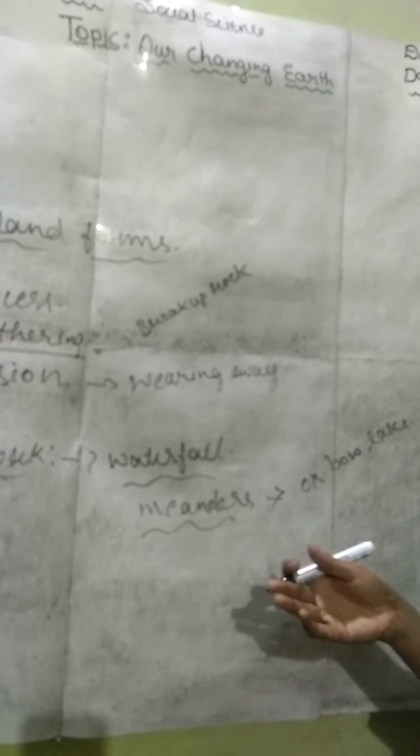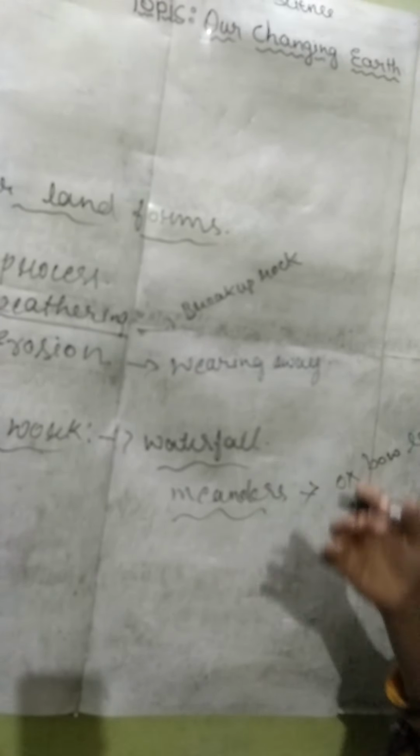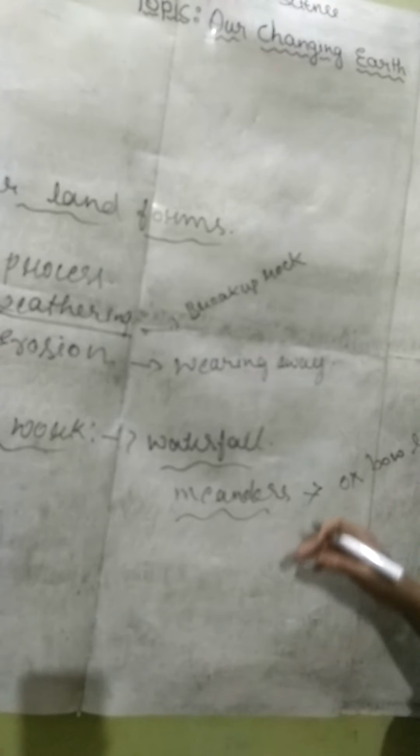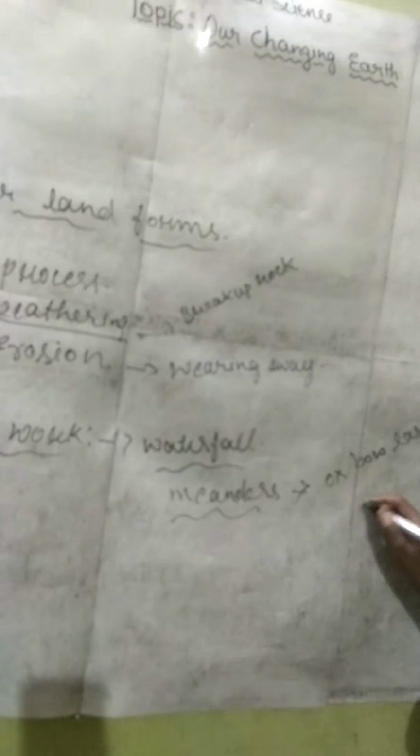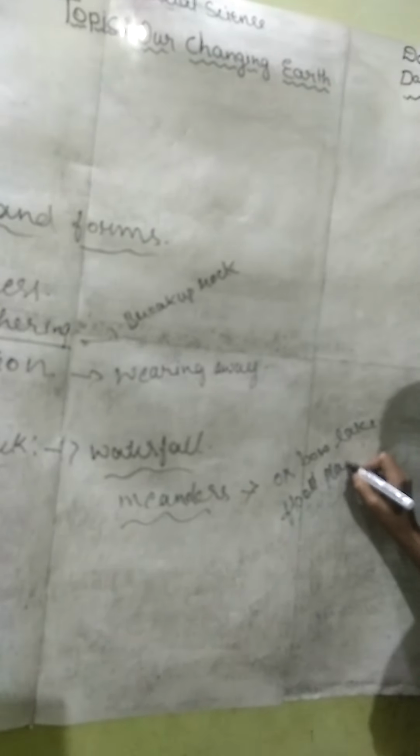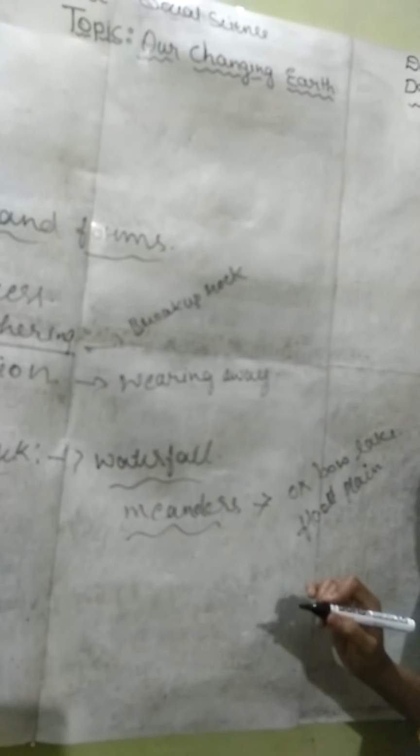Okay, students. At the same time, what happens here? The river overflows its banks. This leads to flooding in nearby areas, meaning neighboring areas. When it floods, it deposits fine soil layers and sediment along its banks, which leads to the formation of a flat, fertile flood plain. And the banks which are raised are called levees.